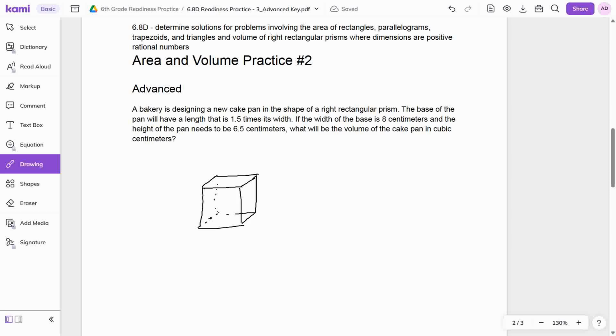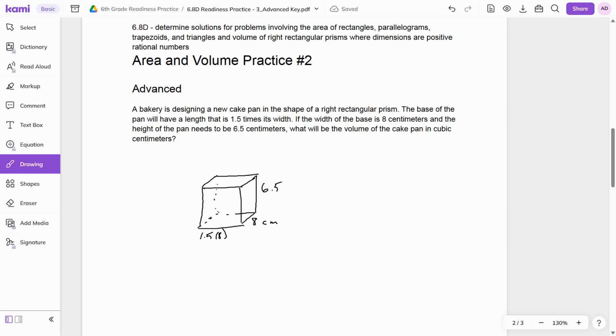And so we've got a base, we'll have a length that is 1.5 times its width. So interesting. So the width of the base is 8. So I'm going to make this 8 cm. And then the length is 1.5 times that. So I'm going to say 1.5 times 8. And then the height is going to be 6.5.